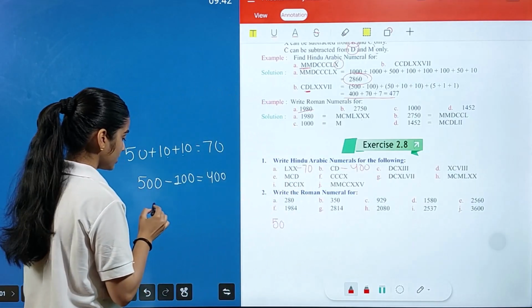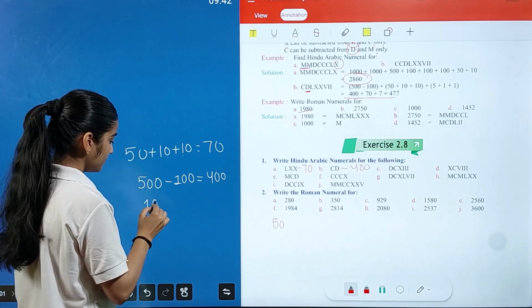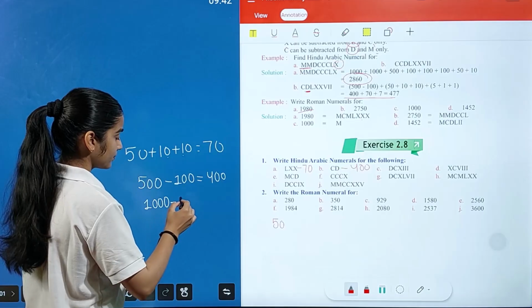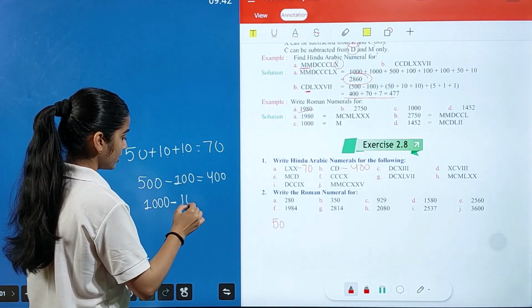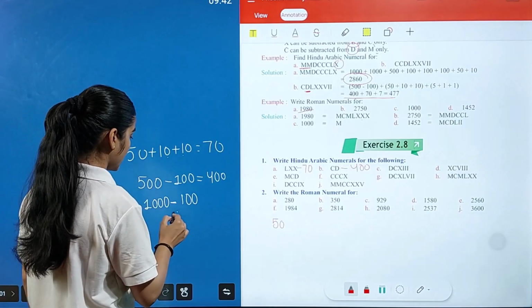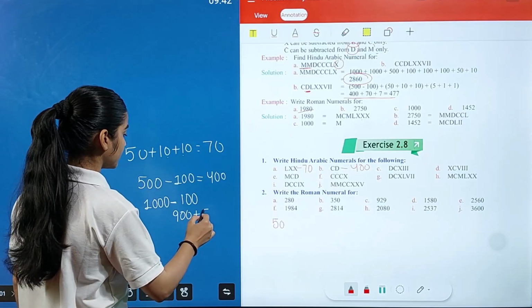MCD. So in this case we have to subtract. We have 1000, then minus C, which is 100. Then your answer is 900. D is 500.